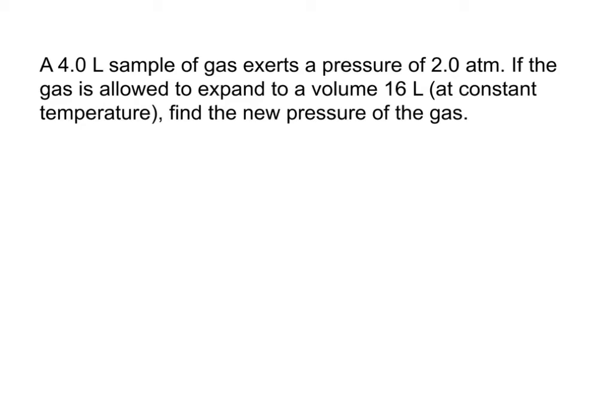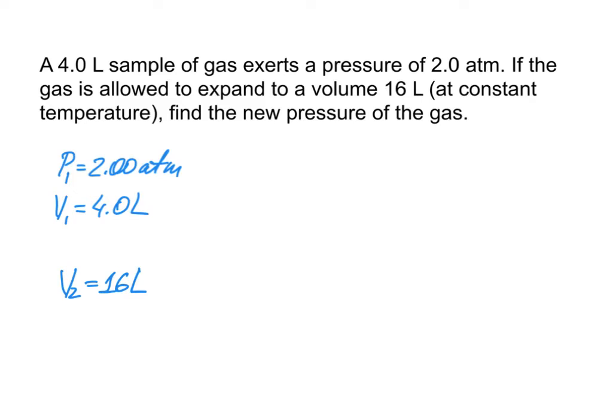A 4-liter sample of gas exerts a pressure of 2 atmospheres. If the gas is allowed to expand to a volume of 16 liters, find the new pressure of the gas. Let's see. Our initial pressure of the gas is 2 atmospheres, and initial volume is 4 liters. Okay, we're allowing our gas to expand to a bigger space. The volume is increasing. It becomes 16 liters. So what is the new pressure of the gas?